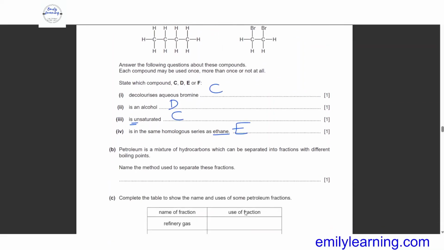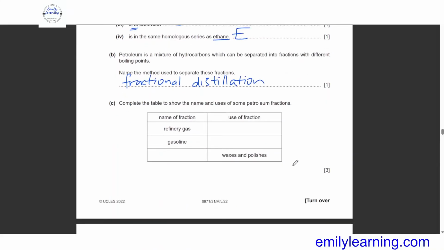Moving on to D, petroleum is a mixture of hydrocarbons which can be separated into fractions with different boiling points. Name the method used to separate these fractions. Well, the method used is fractional distillation, because you use fractional distillation to separate a mixture based on their boiling point.